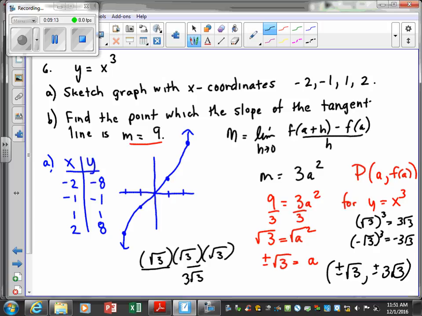So in the previous problems, they gave us the function and the point, and we found the tangent line. In this one, we first of all just sketched the graph. That was just some basic algebra. But part B, this time they asked us to find the points at which the slope of the line is 9. So at these points here, that's when the slope of our tangent line is going to be 9.